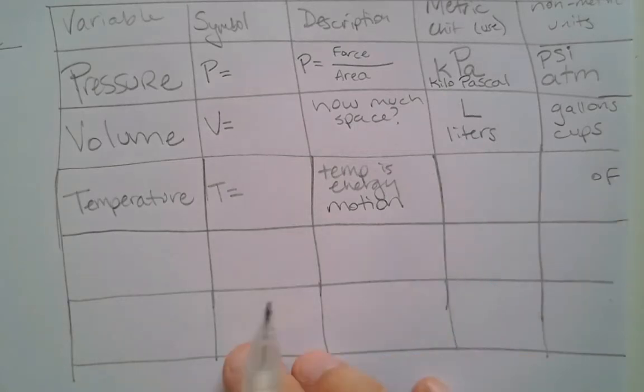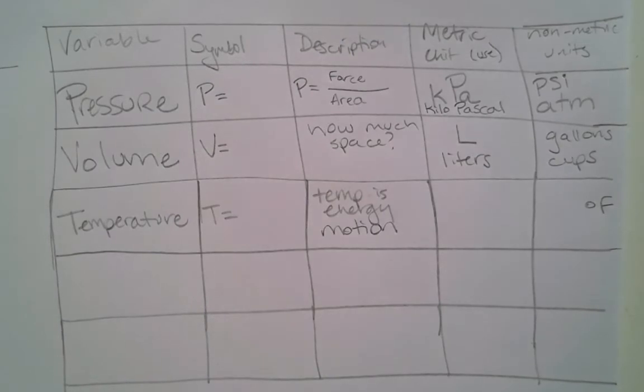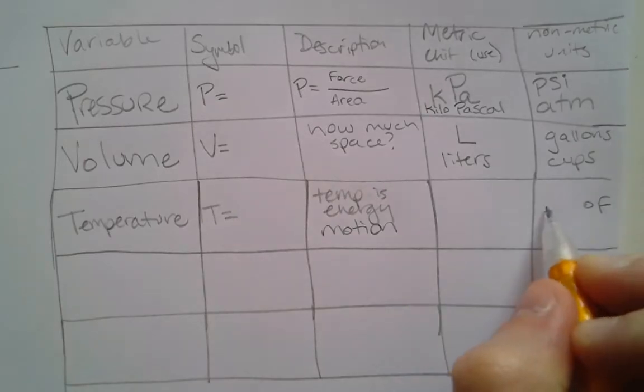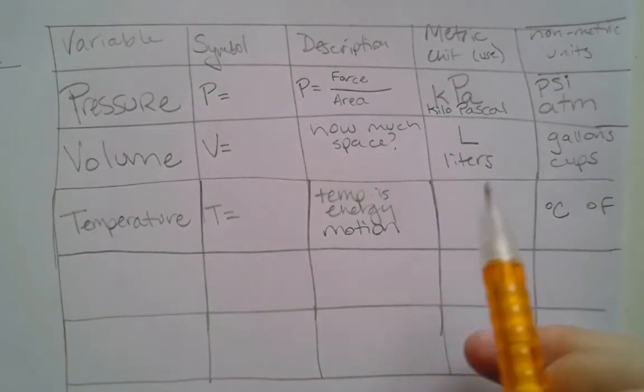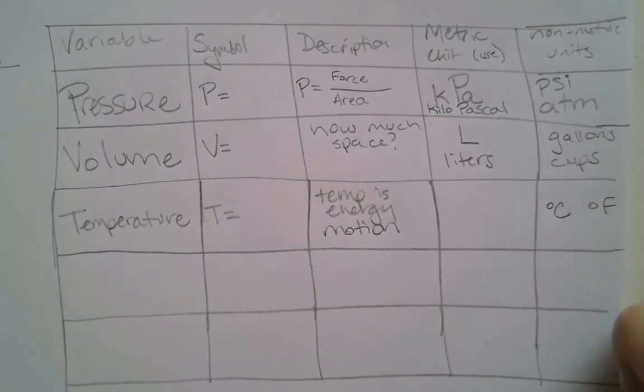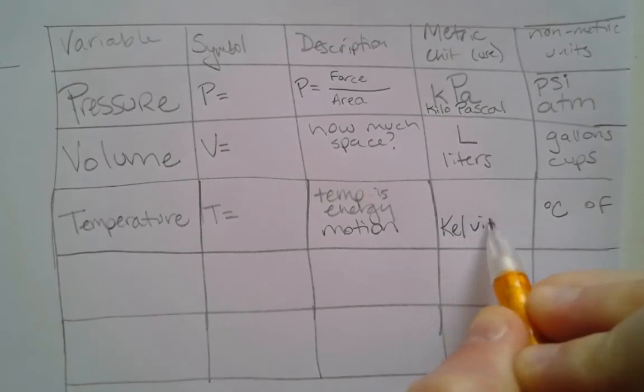There's a common metric unit that we're not going to use either. Celsius and Fahrenheit are both units we're not going to use. The unit that we are going to use, which you may never have heard of before, similar to kilopascals, kPa, is the unit of Kelvin.